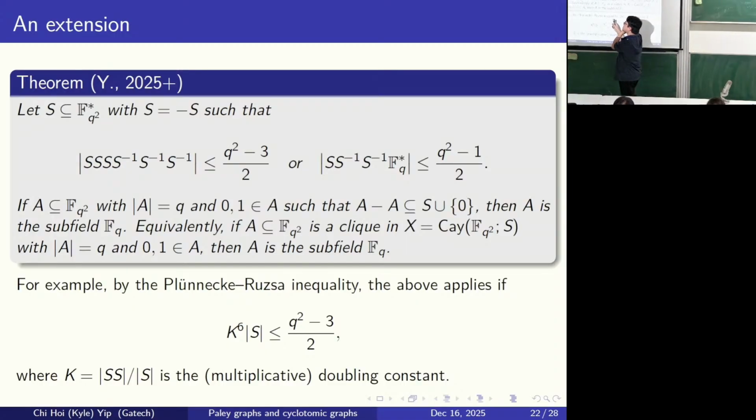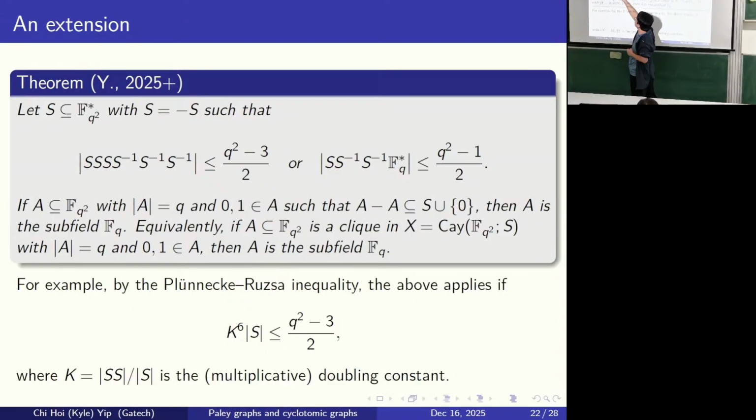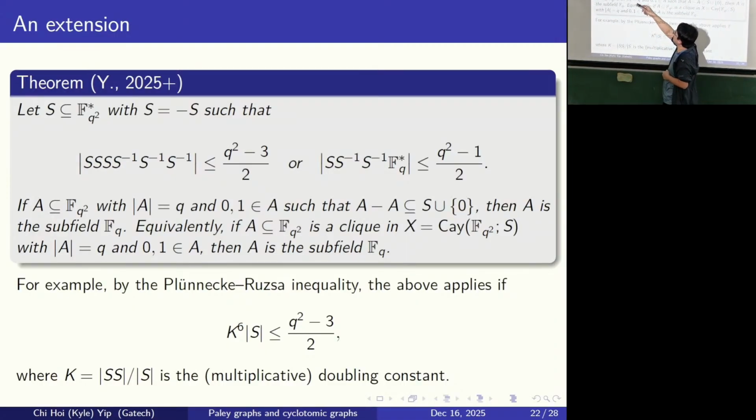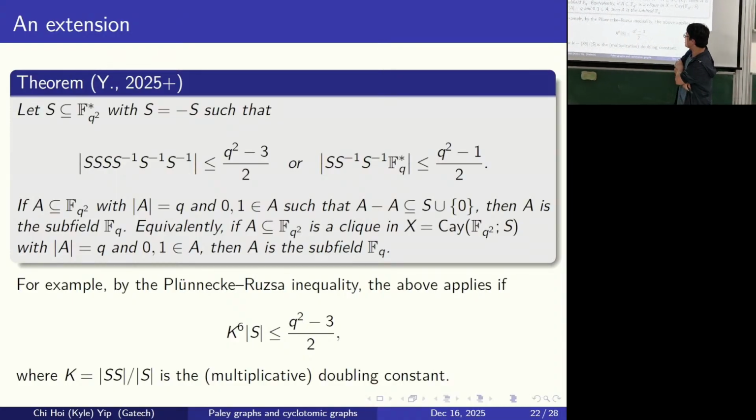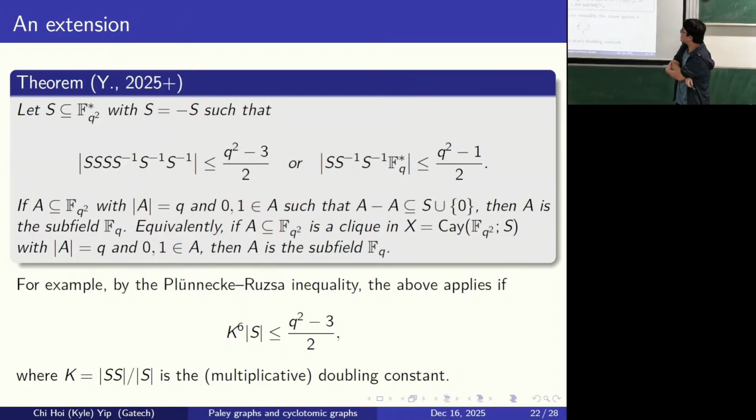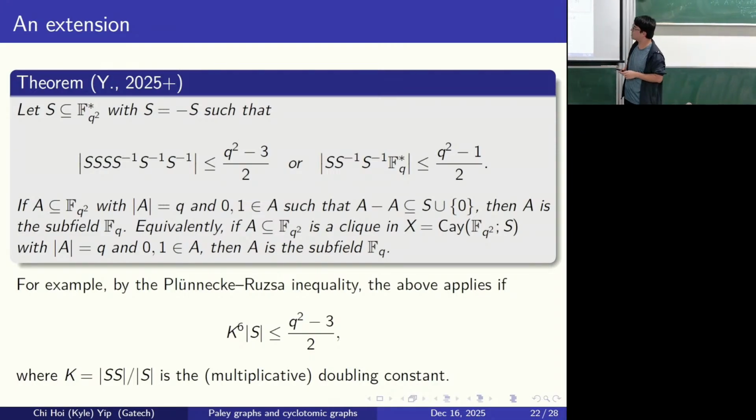It says that if the connection set S satisfies this, so S inverse is at most roughly Q squared over 2, then if we consider this Paley graph, all the maximum cliques have to come from the subfield of Q.